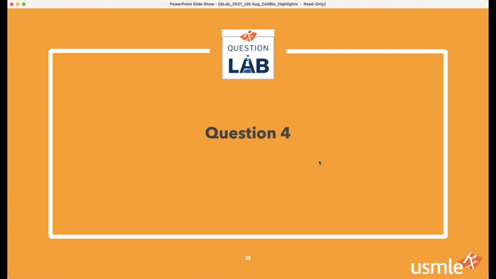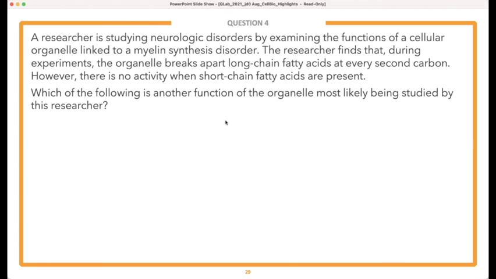Okay, question 4. Again, we are going to start by looking at the lead-in. Which of the following is another function of the organelle most likely being studied by this researcher? Got a lot of organelles tonight, so think about that.